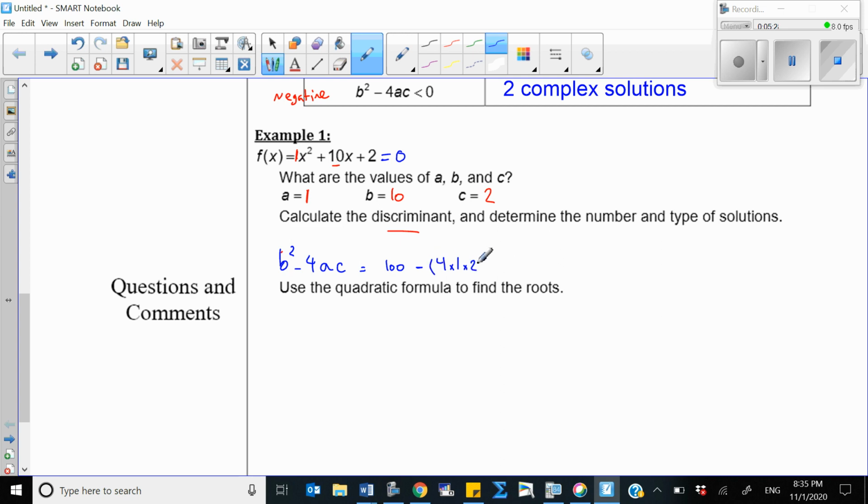I can put this in a parenthesis to make sure I don't subtract 4 from 100 first and then multiply. According to PEMDAS, we need to multiply these first, then subtract the answer from 100. So this is 100 minus 4 times 1 times 2, which is 8. It's 92. As you see, our discriminant is a number which is positive. It's greater than 0. That means we are going to have two real solutions.